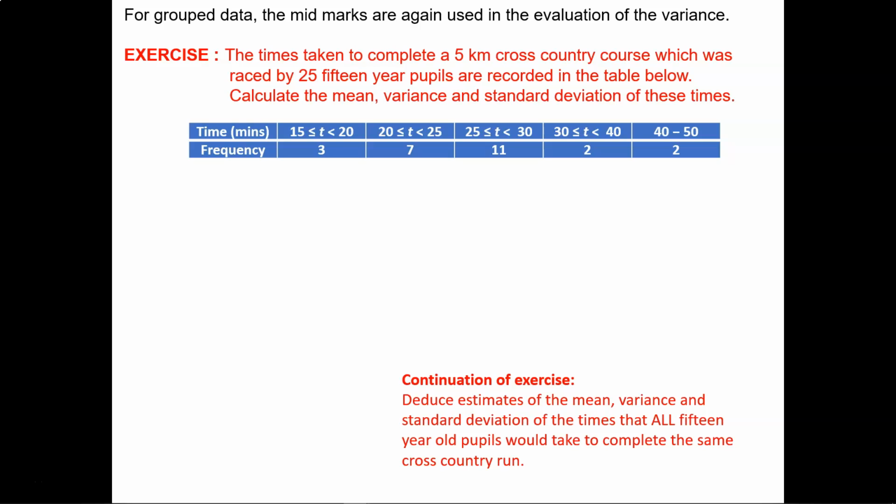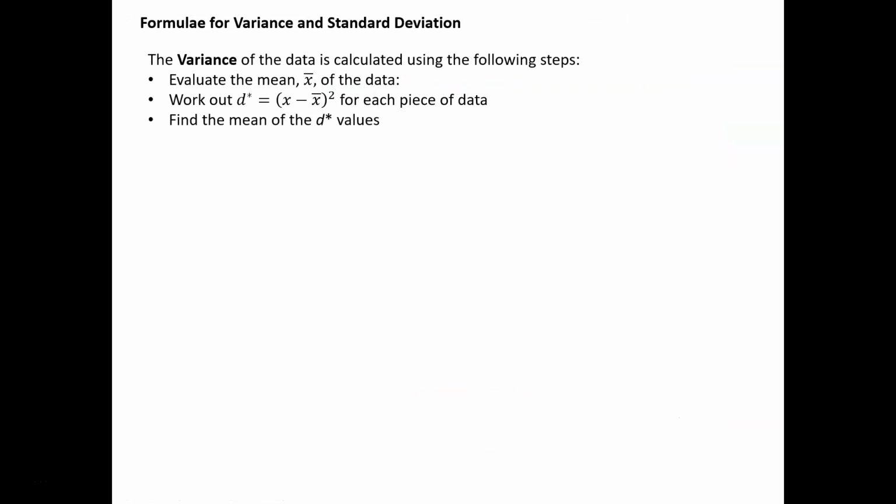Having used our calculator now to find mean, variance and standard deviation, let's make sure we've got the formulae for variance and standard deviation established as well. The process for finding the variance has been described already and can now be expressed as a formula. We can say that the variance is the average of the d stars, so that is the sum of the d stars times the frequencies divided by n, or if you like, the sum of the d stars times the frequencies divided by the sum of the frequencies.